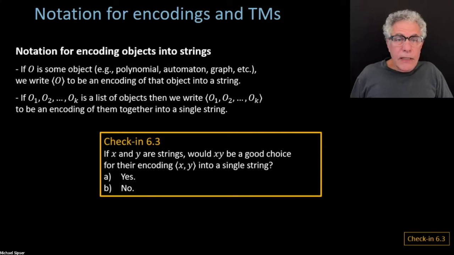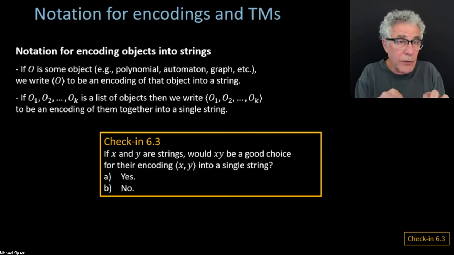Yeah, I think most of you get the idea that this is not a good way of combining two strings into one, because it's kind of ambiguous. What's important in an encoding is that the machine, when it gets the encoding, can decode it back into the original objects. If you're just sticking the two strings together, you don't know where one string ends and the next string begins. So it's not going to be a good way of combining things.